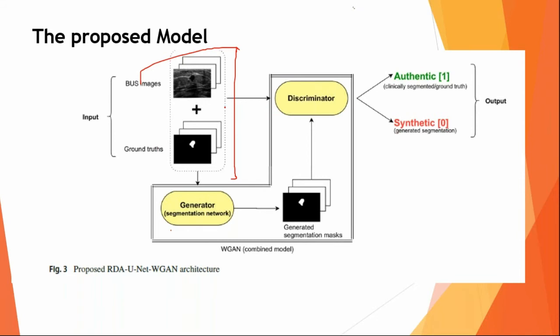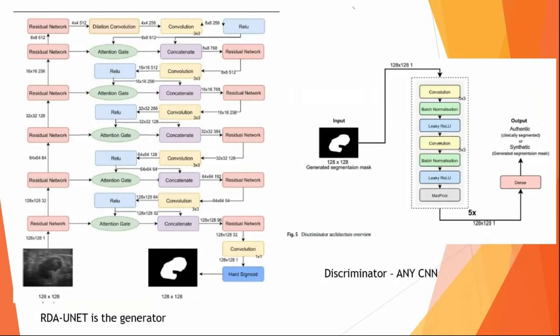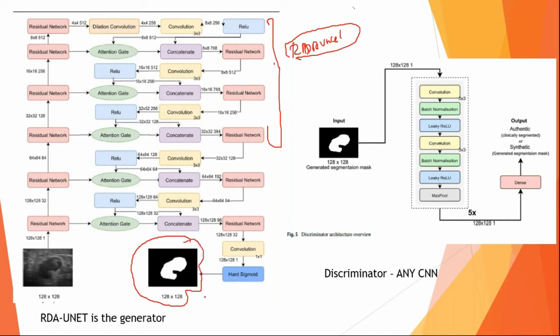And what we did is, when we trained it, for the generator we used the RDA UNet. So we used the RDA UNet as the generator here, and this was generating the segmentation outputs. This segmentation output was passed on to the discriminator. The discriminator could be any CNN. It's just going to say 1 or 0, so you don't require a UNet architecture. You can have a normal feed-forward CNN architecture.